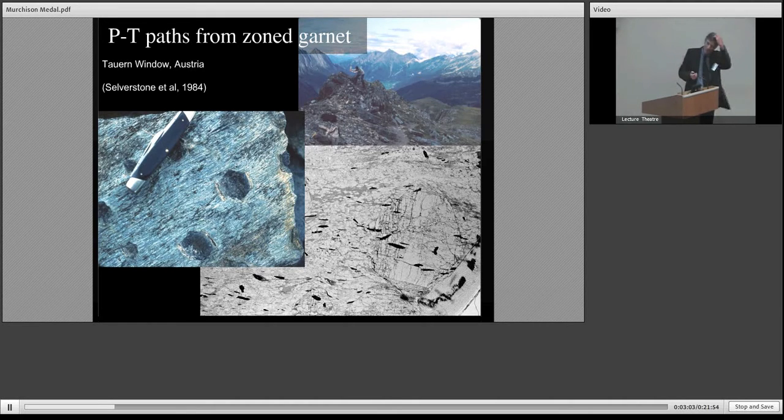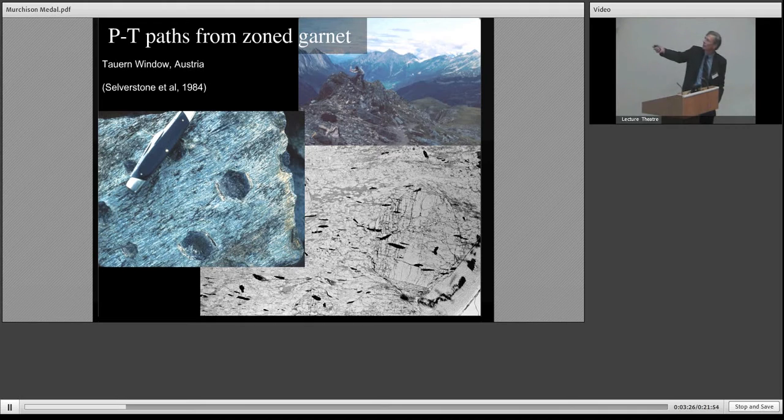And I know this is going to sound a little bit hard to believe, but I was actually hiking up the side of one of these mountains, wondering how we could get pressure temperature paths out of the chemical zoning that we saw in garnets. And as hard as it may be to believe, I actually figured it out somewhere up on the trail in the southern Tauern Window. Here's a beautiful garnet schist.